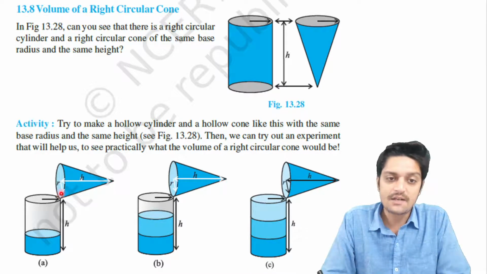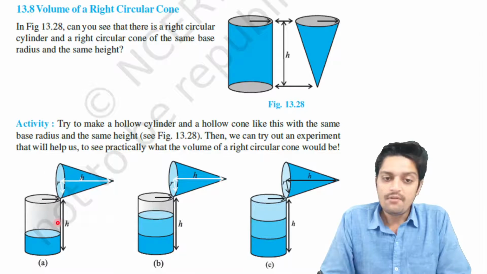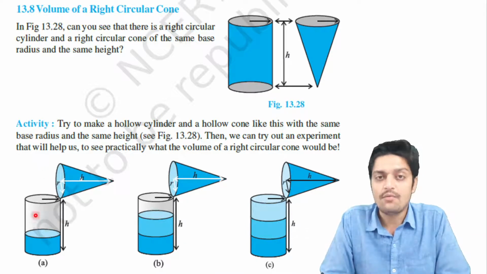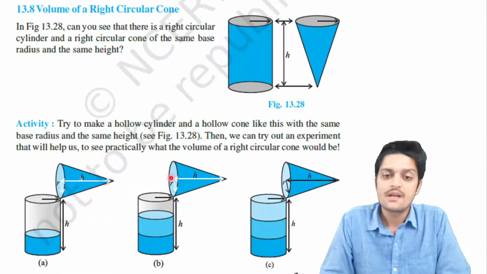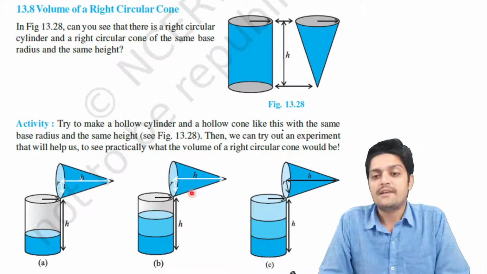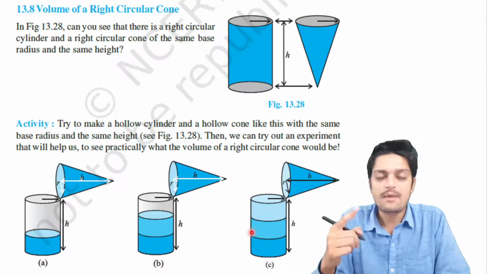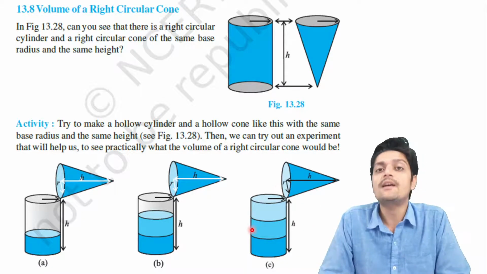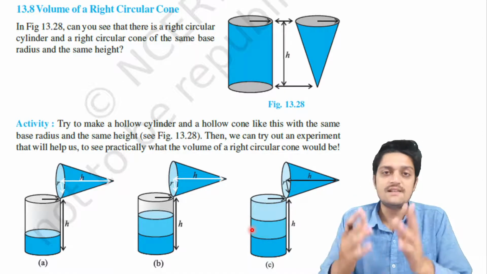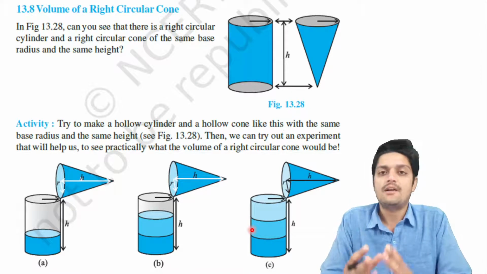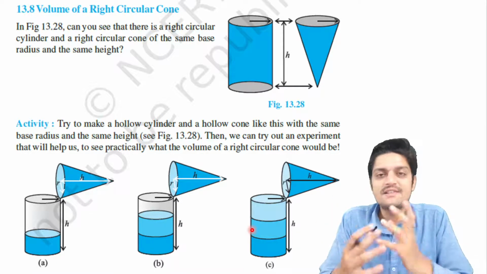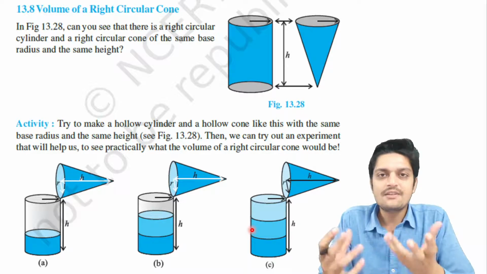See, this is the activity. If you pour the first cone, it will not be full, but 1/3 part of the cylinder will be full. Then 2/3 part, and then finally 3/3, means one whole part, will be full. So the 100% of the cylinder will be full. This is a really enjoyable activity, and nowadays, since you are at home, you can do this activity at home.